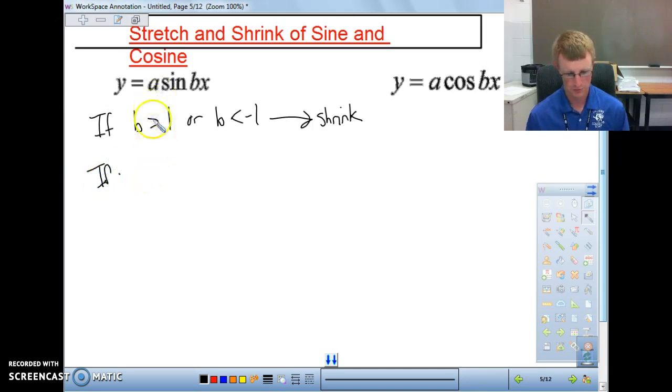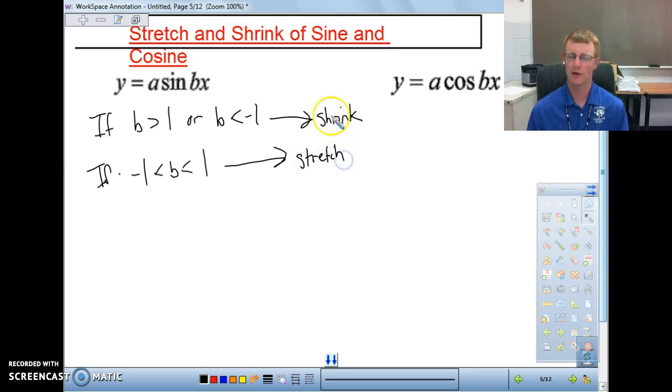And then if negative 1 is less than B, which is less than positive 1, in other words, if it's in between negative 1 and 1, if we get a fraction that is less than 1 or greater than negative 1, then we're going to get a stretch. And this is kind of a graph that you should be familiar with from all the other functions. It does the same thing. You just have to understand that it's what's in front of the X that changes it a little bit.